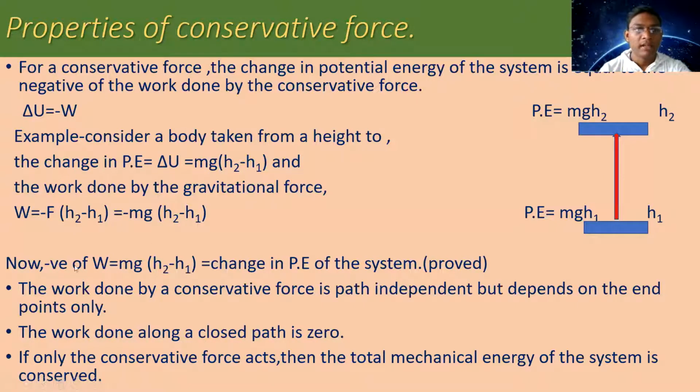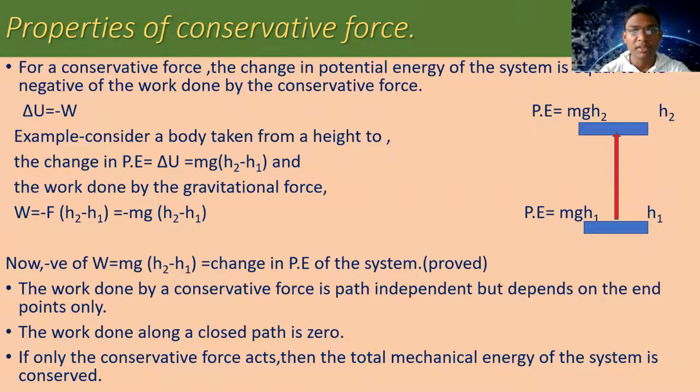The second point is, the work done by a conservative force is path independent but depends on the end points only. On what positions do they depend? They just depend on the initial and final positions. The work done along a closed path is zero, as we have discussed in the first slide. If only the conservative force acts, then the total mechanical energy of the system is conserved. In the next video we'll discuss the conservation of mechanical energy.